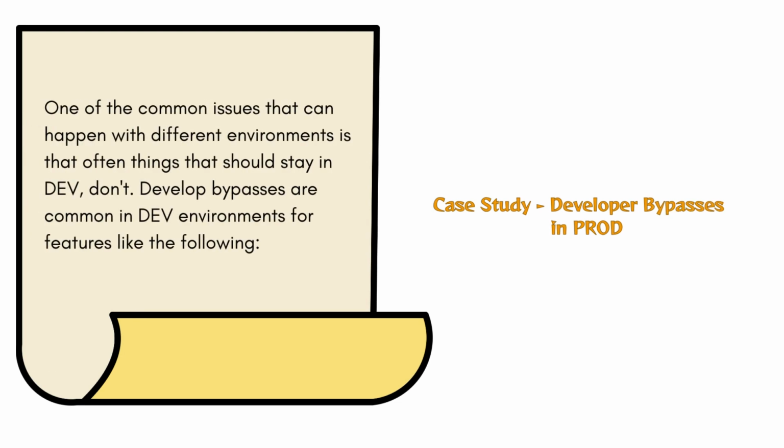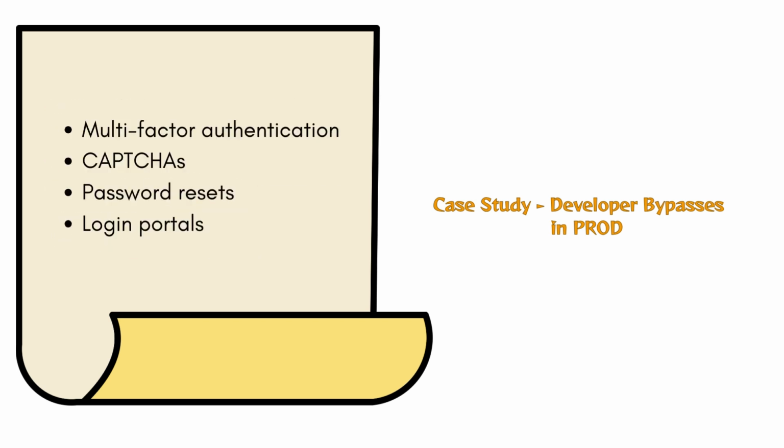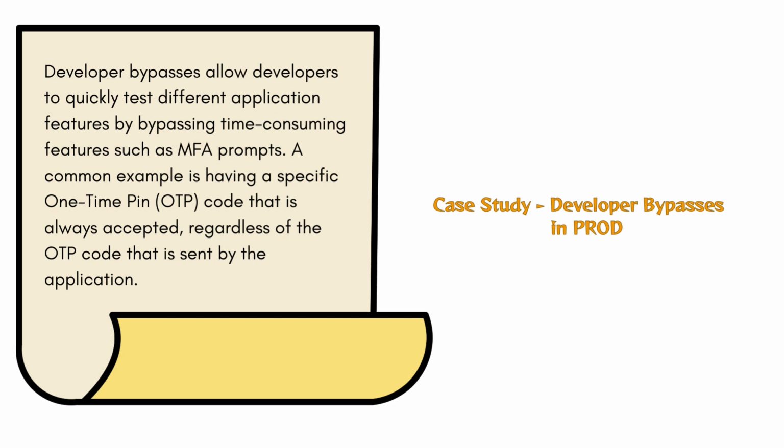Case study: developer bypasses in prod. One of the common issues that can happen with different environments is that often things that should stay in dev don't. Developer bypasses are common in dev environments for features like the following: multi-factor authentication, CAPTCHAs, password resets, login portals. Developer bypasses allow developers to quickly test different application features by bypassing time-consuming features such as MFA prompts. A common example is having a specific one-time PIN code that is always accepted, regardless of the OTP code that is sent by the application.